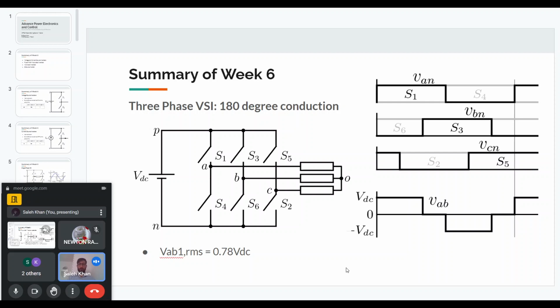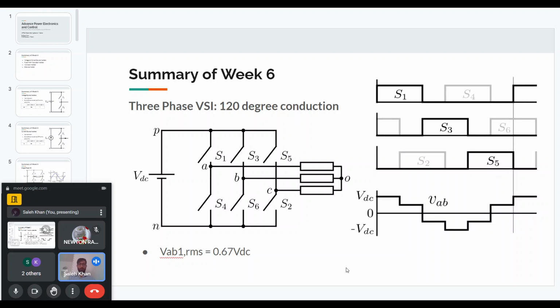So this was about 180-degree conduction. Another type of conduction that we can have is called 120-degree conduction. Here, instead of the switch being on for 180 degrees, the switches are only on for 120 degrees, or 1/3 of the full cycle instead of 1/2.